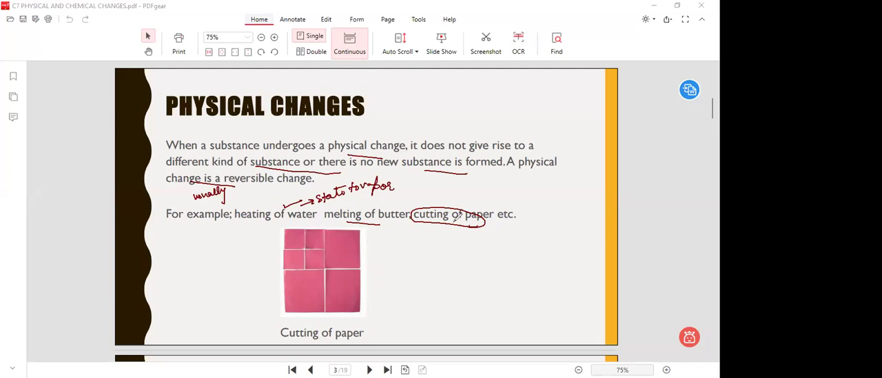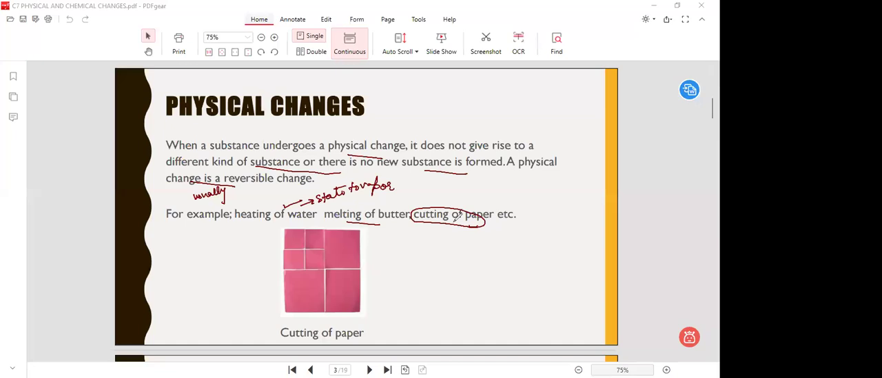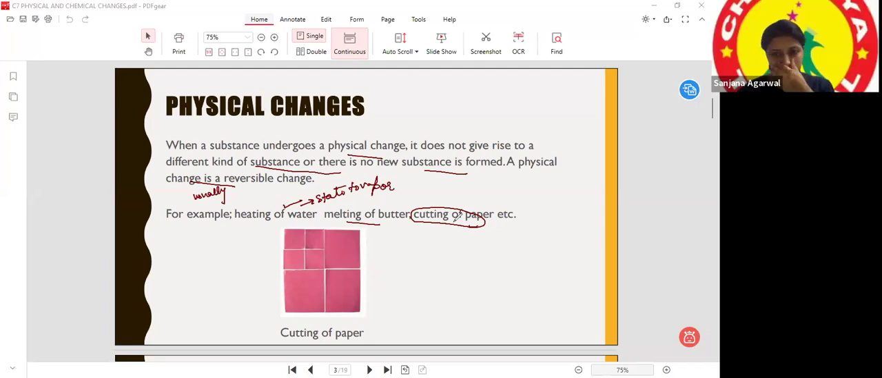Noted? For physical change, instead of writing that a physical change is a reversible change, we can also write that in most cases a physical change is a reversible change, but in some cases it can be an irreversible change also. Check, everyone. Noted, everyone. Yes, ma'am, done.